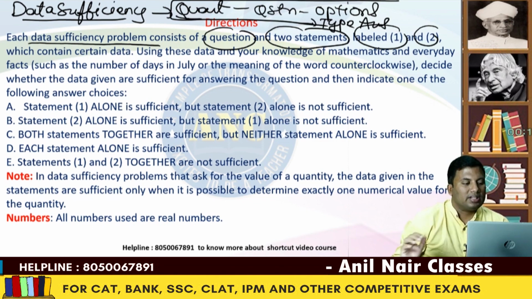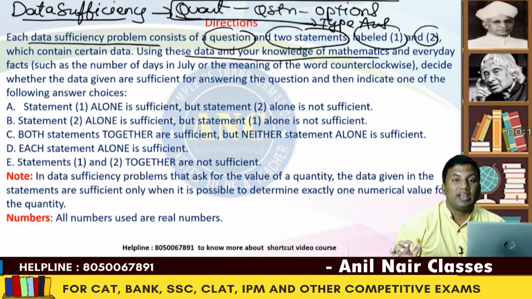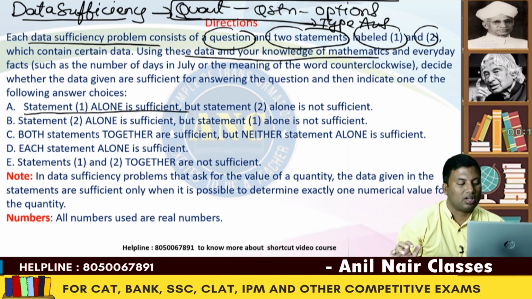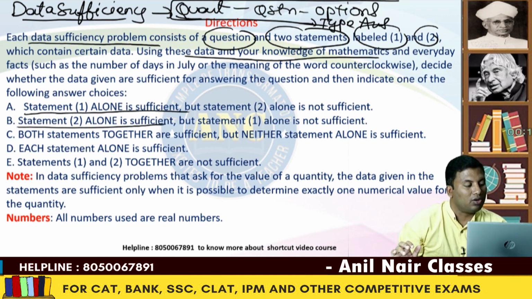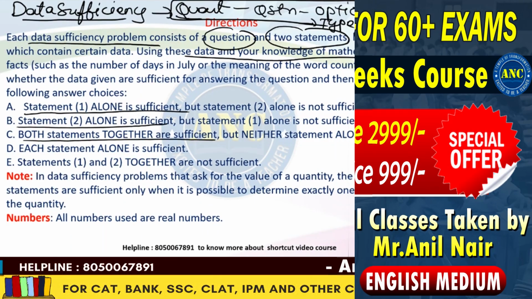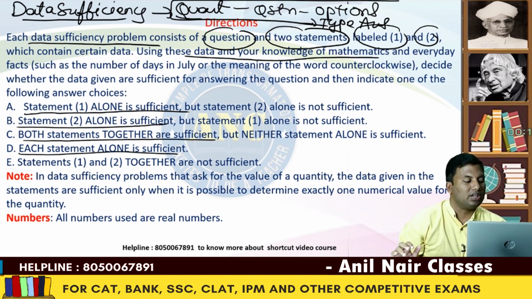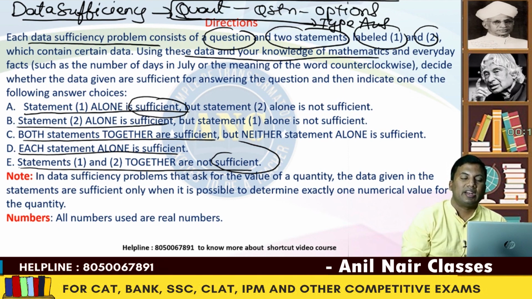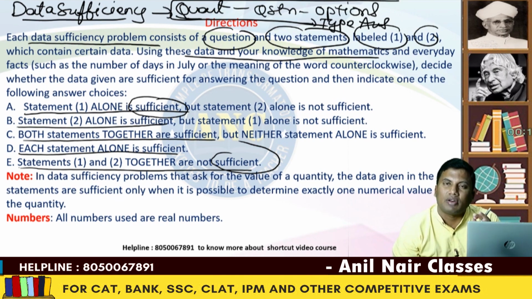Now, using this data and your knowledge of mathematics, we are expected to say whether statement 1 alone is sufficient to solve the question, whether statement 2 alone is sufficient, whether both statements together are sufficient, or whether each statement alone is sufficient. Underline the important keyword, sufficient. Once I start problem solving, you will understand it in detail. Remember, your basic knowledge of mathematics is extremely important to solve the question.